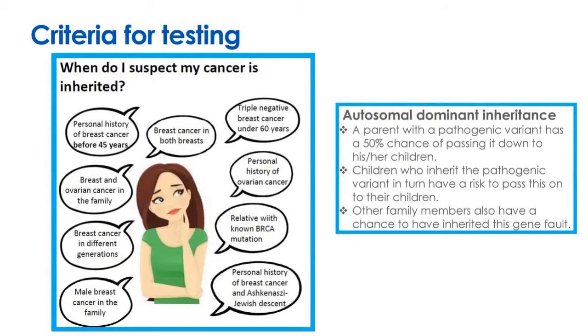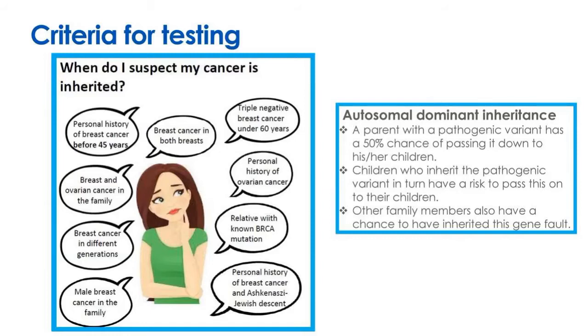So what are the criteria when a woman is sitting in front of me? What do I look at? What are the questions asked to suspect that there is inherited cancer in the family? And here I've listed some of the ones that we see most often. First of all, a personal history of breast cancer before 45 years of age. If there's breast and ovarian cancer in the family. If we see breast cancer in different generations.